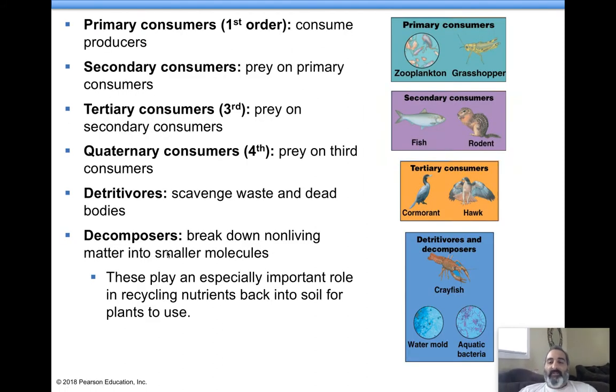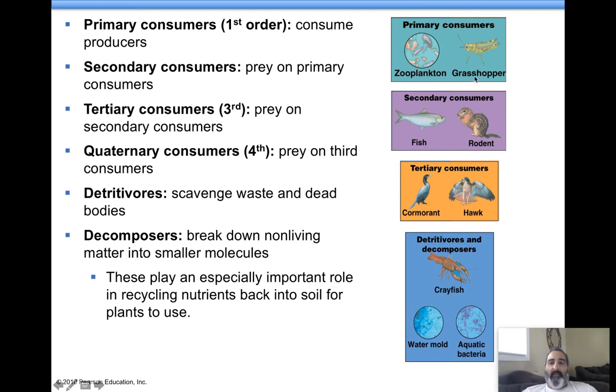How are the trophic levels classified? We begin with the first order or primary consumers. Okay, what do they eat? Well, the zooplankton eats the phytoplankton. This grasshopper eats the grass. All right. Then we have secondary. Well, these fish eat the zooplankton. These rodents eat the grasshoppers.